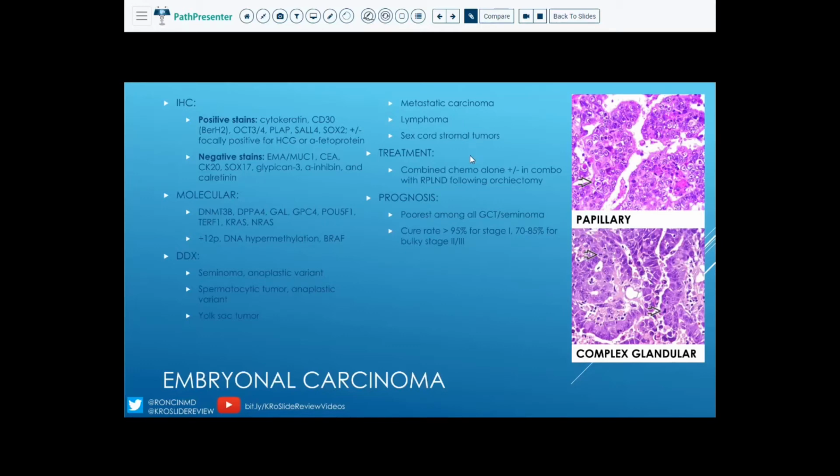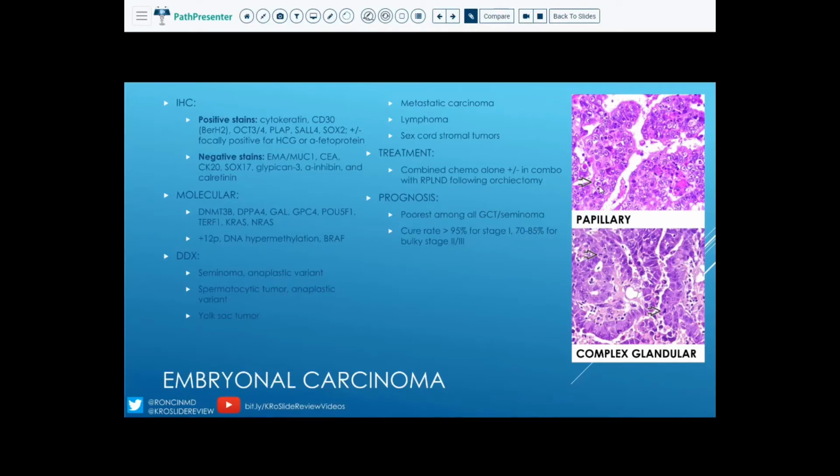Treatment: they tend to give either chemo by itself or in combination with a retroperitoneal lymph node dissection and radical inguinal orchiectomy. This has the poorest prognosis of all your germ cell tumors, including seminoma, and its cure rate is actually really high, similar to seminoma for stage 1. It does drop off a little bit for bulky stage 2, as well as stage 3, to 70 to 85%.